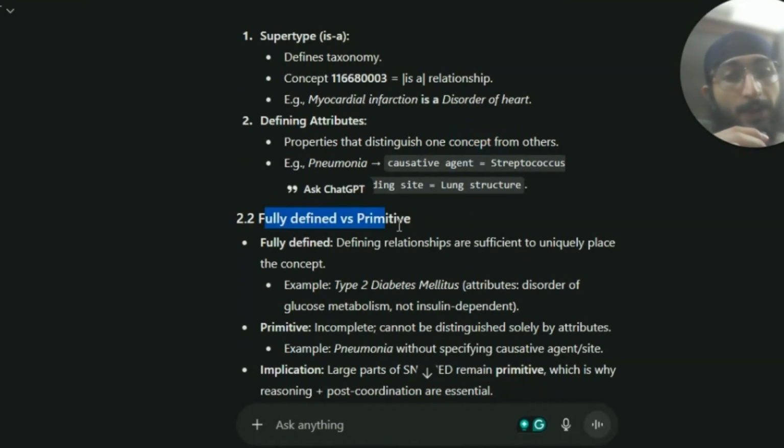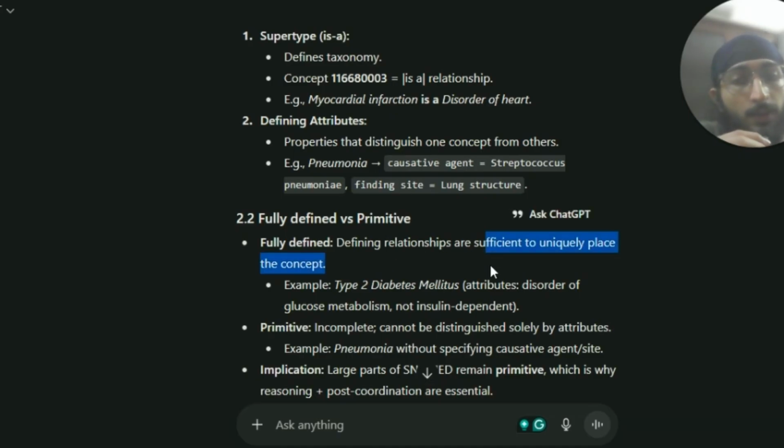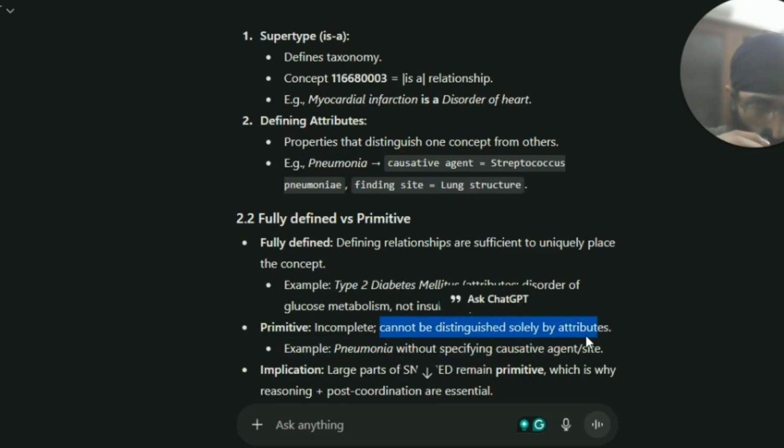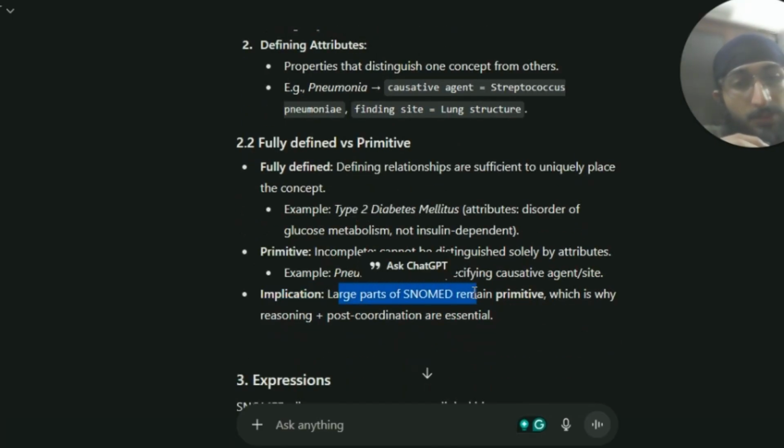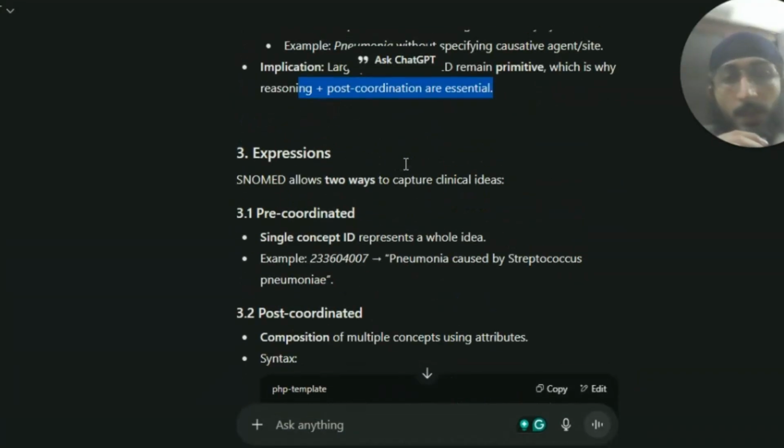Next, we have fully defined versus primitive concepts. Fully defined means the defining relationships are sufficient to uniquely place the concept. For example, type 2 diabetes mellitus has attributes: disorder of glucose metabolism, not insulin dependent. Now, primitive is basically an incomplete definition. It cannot be distinguished solely by attributes. For example, pneumonia without specifying the causative agent or the finding site, right, as we did here. The implication is that large parts of SNOMED remain primitive, which is why reasoning plus post-coordination are essential.